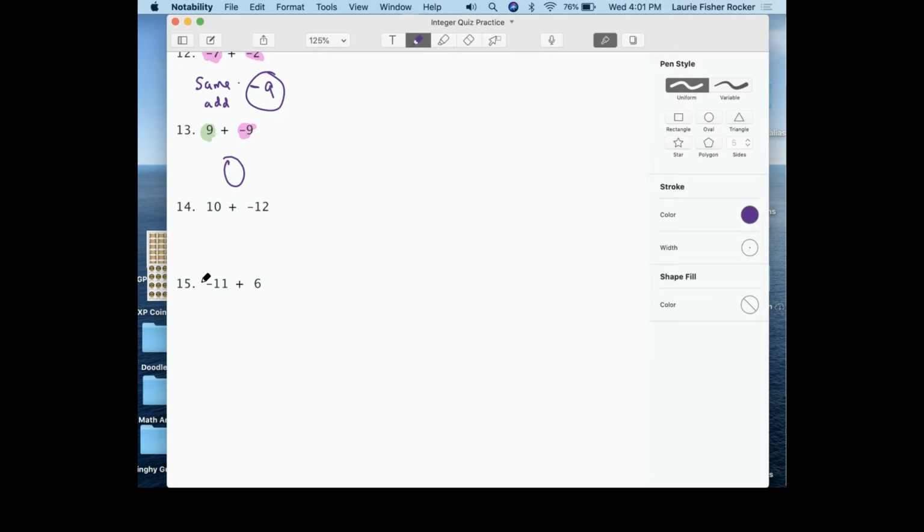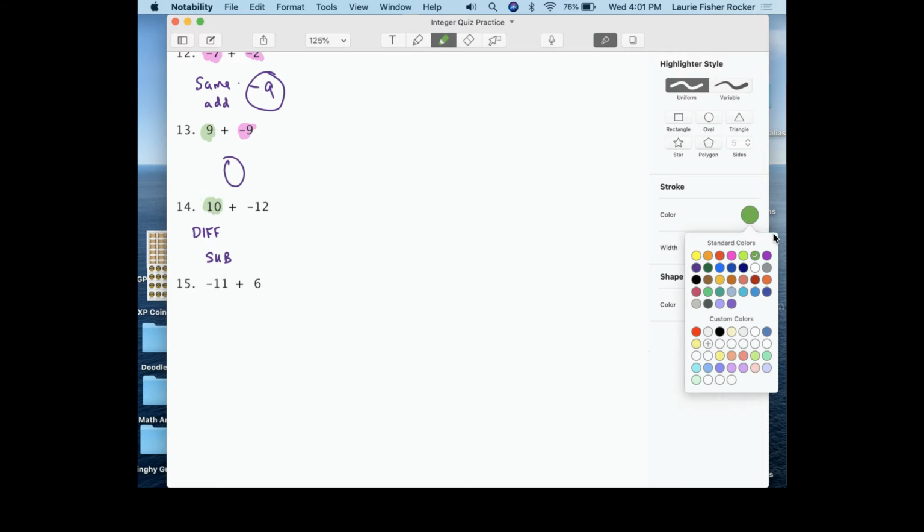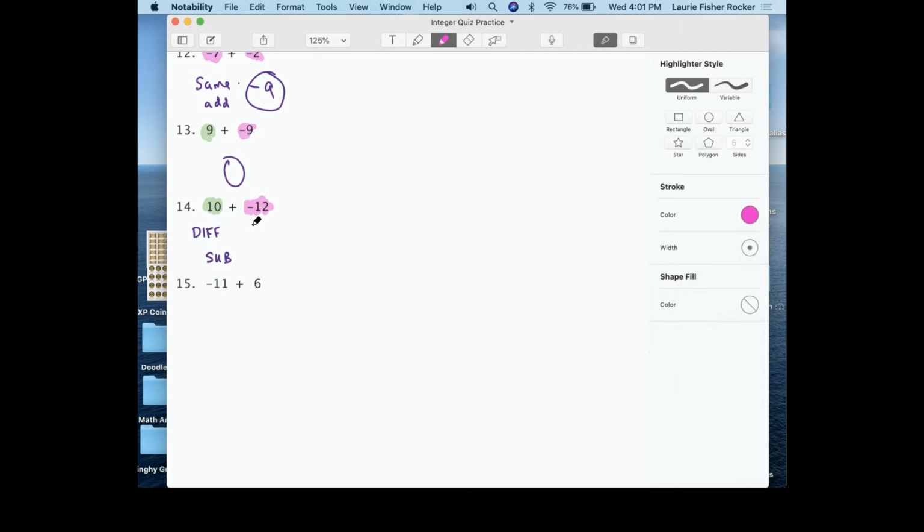Now here's one that's different sign. So the first thing about different sign is I'm going to subtract, and I'm going to look and see who had more. Who had more? On my green is 10. My red is, I know it's pink, I'm using pink instead of red, I like the pink, is 12. So I've got 10 positives and 12 negatives.